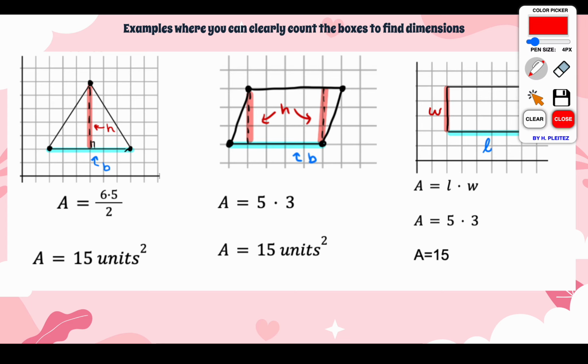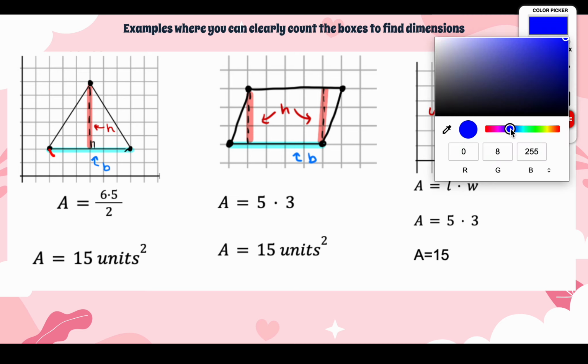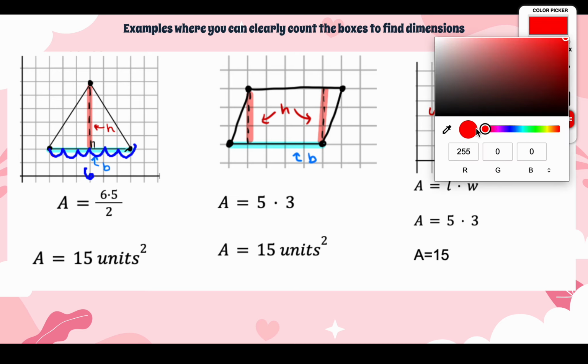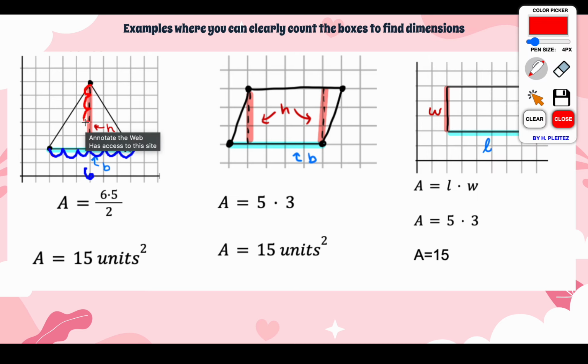So the first one is a triangle, so we know that that is base times height divided by 2. So we can easily count our base: 1, 2, 3, 4, 5, 6. And then our height, if we count the boxes there, we have 1, 2, 3, 4, 5. So our height is 5 and our base is 6. So we have 6 times 5 divided by 2, which would give us 15 units squared.